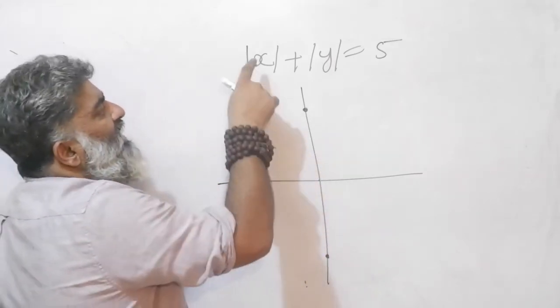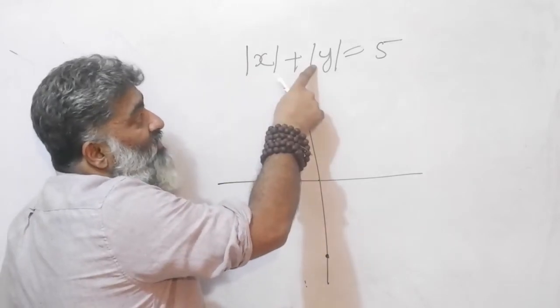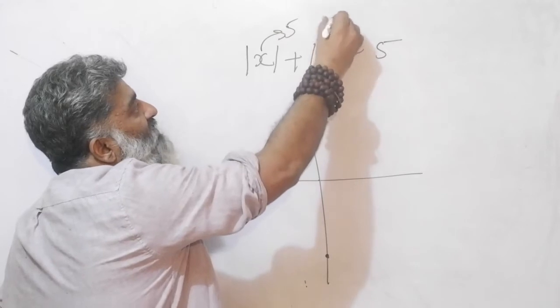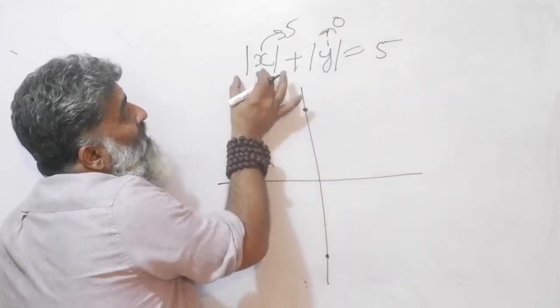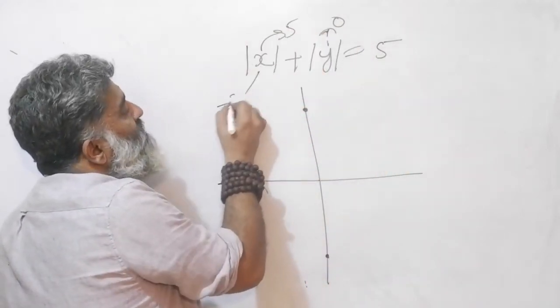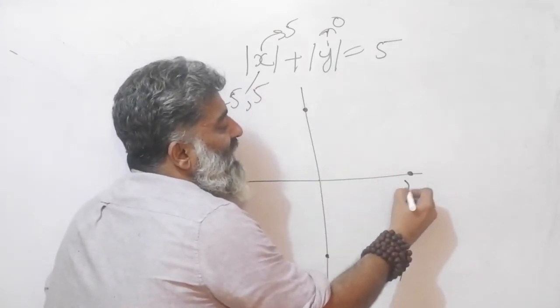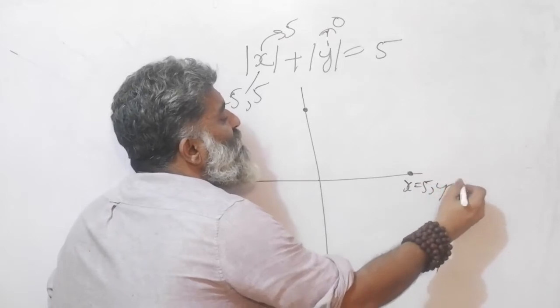Now think quickly. If x is 5, y will become 0. If the x is 5, the output here will become 0, right? 5 plus 0 will give me 5. But the output can be 5 for both minus 5 as well as 5. So think of this point. When x is equal to 5, y is equal to 0.